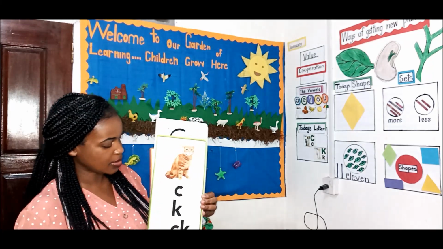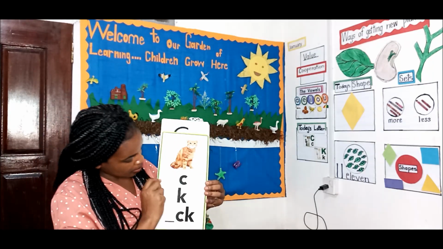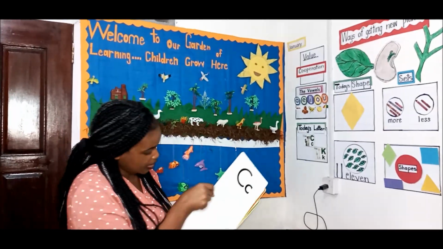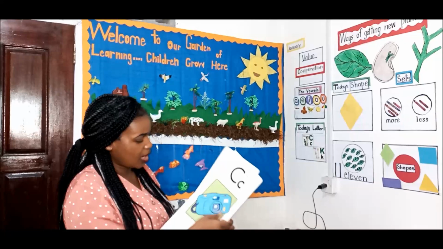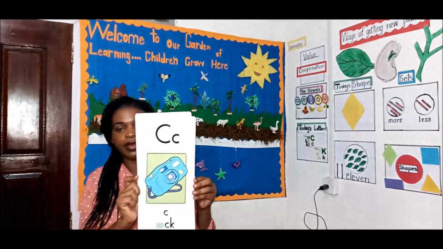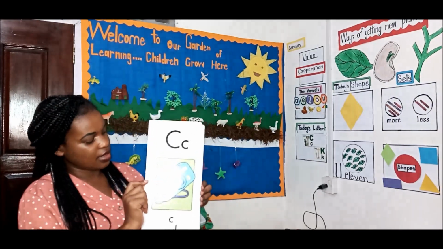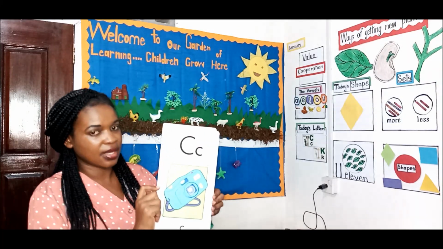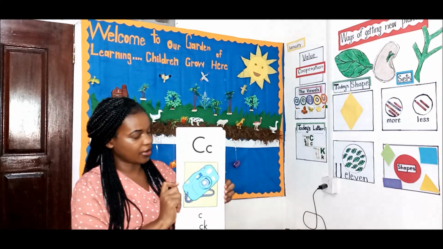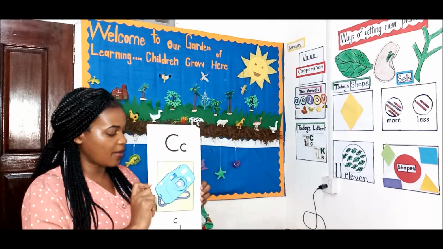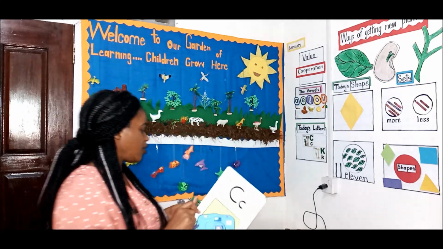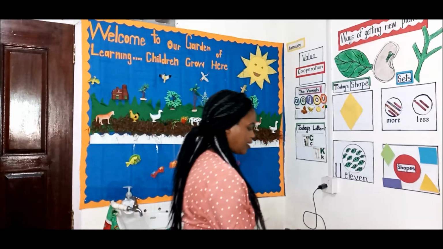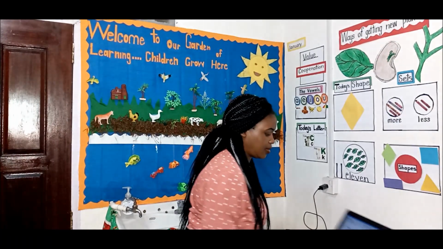Okay, boys and girls? Yes, and let's move on. We have a camera. Let's say the name of the picture, camera. C says k in camera. Okay, boys and girls, now let's learn about a few more things that begin with letter C and letter K.